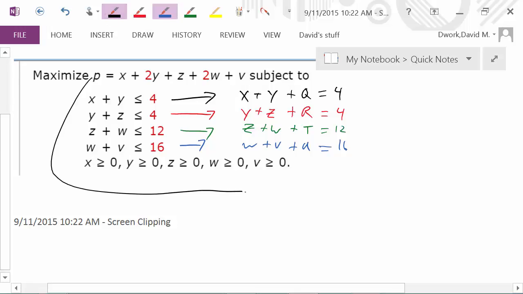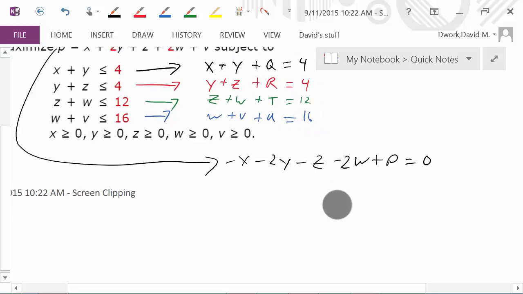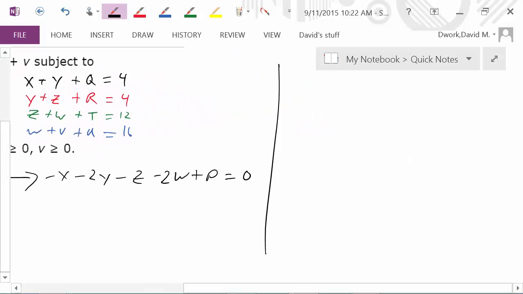For our objective function, I'm going to go ahead and solve that. So P remains with a positive leading coefficient and everything else has negative. Well, it doesn't have to have negative, but everything else will have negative in this problem. But the key thing is leave that P so it has a positive leading coefficient. And now we're going to go ahead and fill all this into our matrix. So our variables are x, y, q, r, T, U, P.